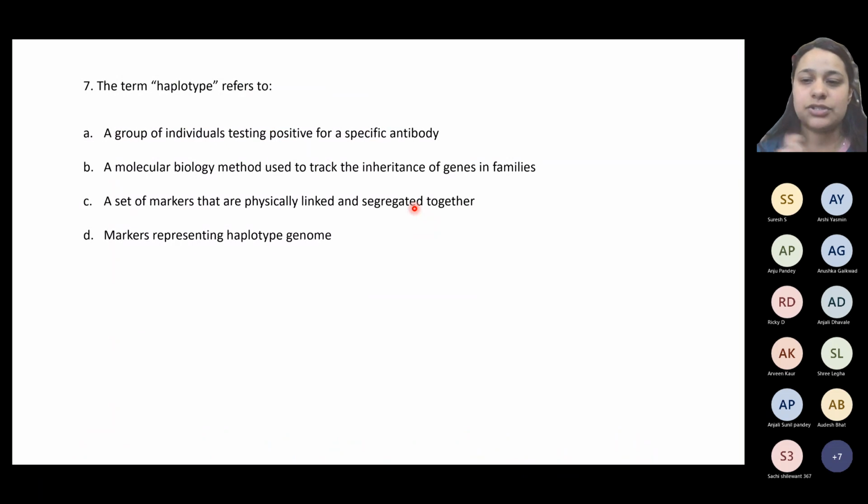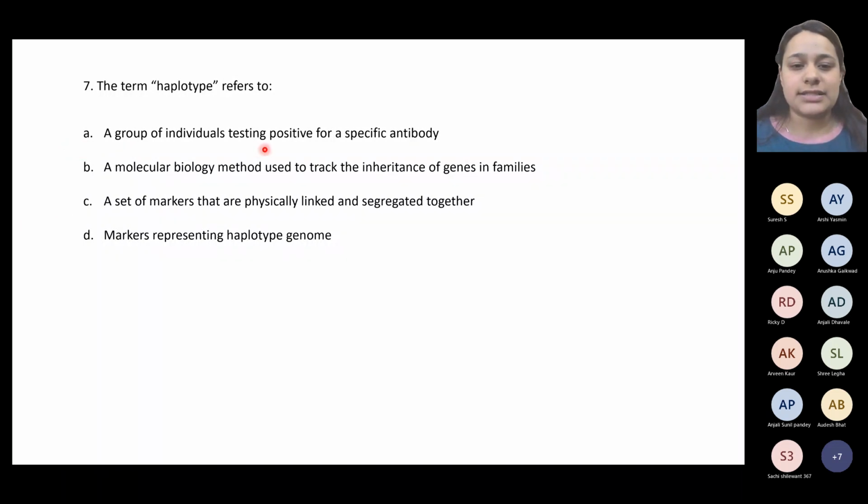So, okay, question number 7. The term haplotype refers to. This is a concept that we dealt with in our discussion last week, right? I hope the people who were present would know it, and the others too, right?